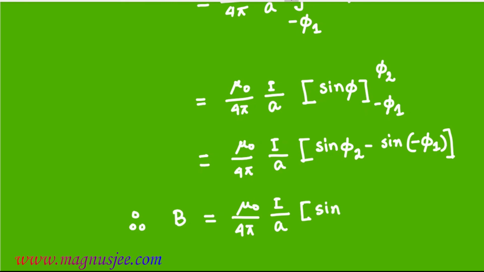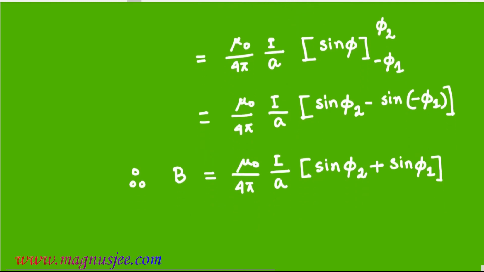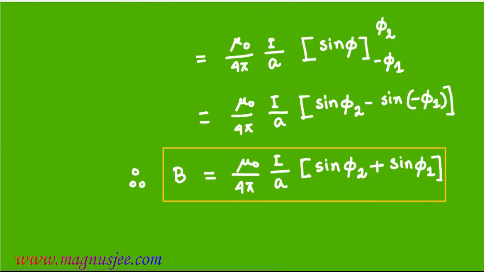sin phi 2 plus sin phi 1, bracket closed. So this is the final expression of magnetic field induction at a point P due to a straight conductor XY carrying current I. B equal to mu 0 by 4 pi I by A, sin phi 2 plus sin phi 1.